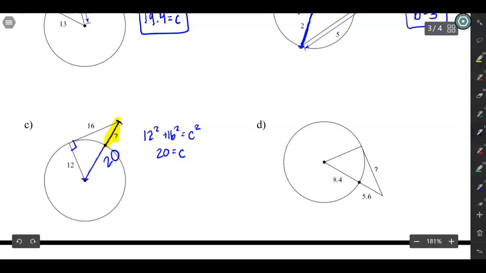So what we're going to do is use the fact that all of the radii of a circle are the same. So if this radius right here, that's part of our triangle, is 12, then this radius right here is also 12. And if the entire length of my triangle is 20, it means that my question mark right here is just 8, because 8 plus 12 will give you 20.